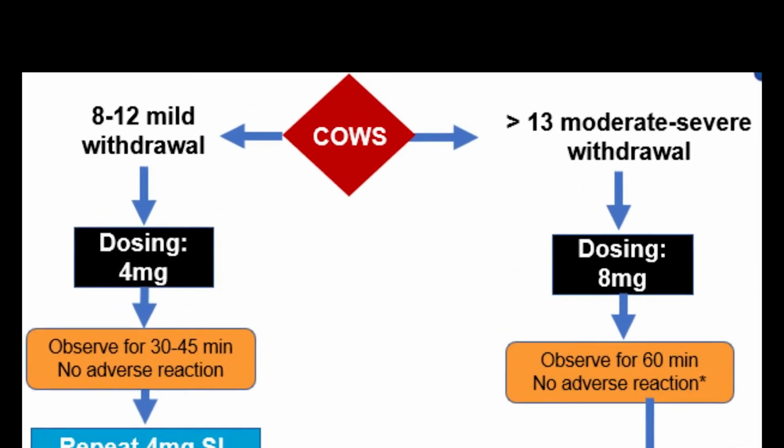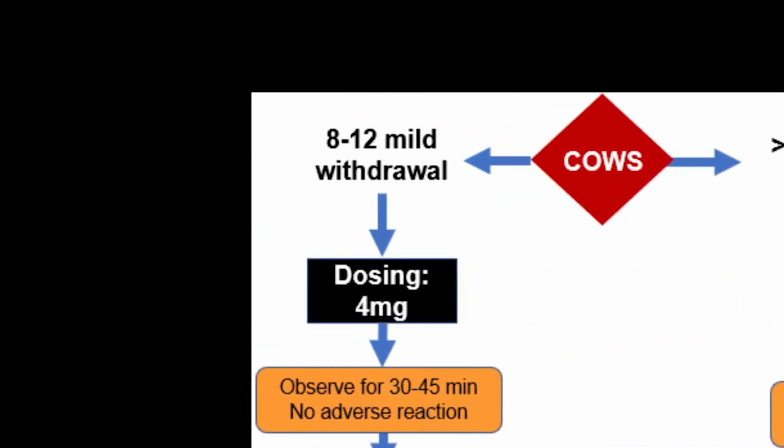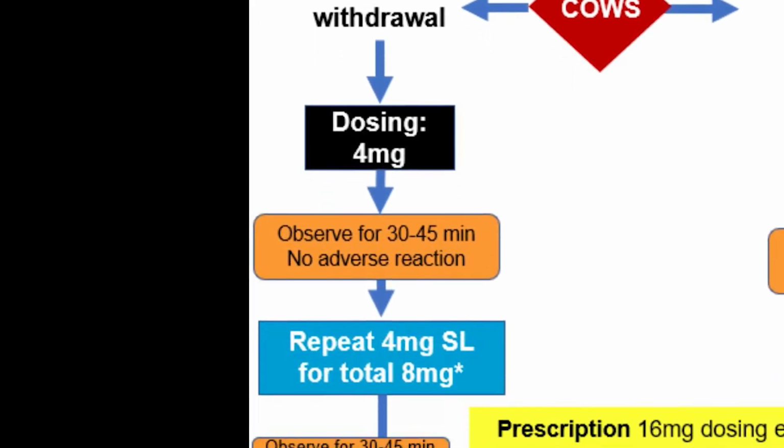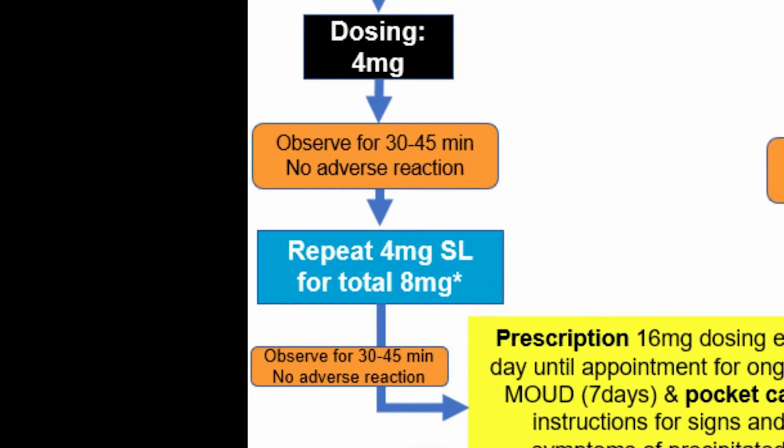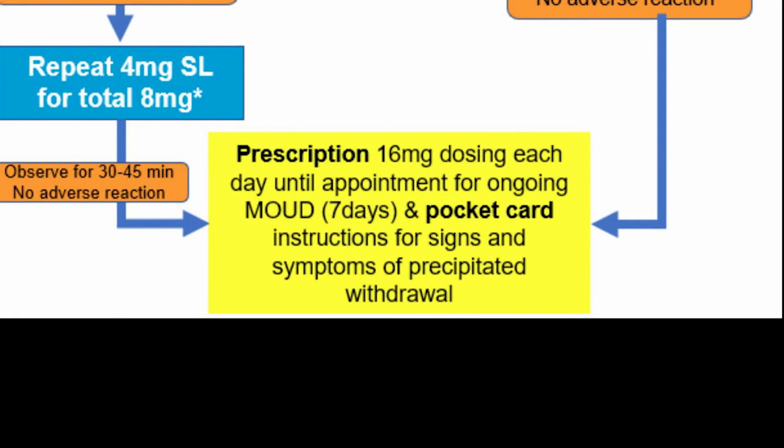Their initial dose is dependent on the level of withdrawal based on the COWS score. If the patient has a COWS score of 8 to 12, this patient gets an initial dose of 4 milligrams. After 30 to 45 minutes, if the patient has no ill effects, give another 4 milligrams sublingual for the total of 8 milligrams. Then, after 30 to 45 minutes, if the patient has no other ill effects, the patient can be discharged home with a 7-day prescription for Suboxone.